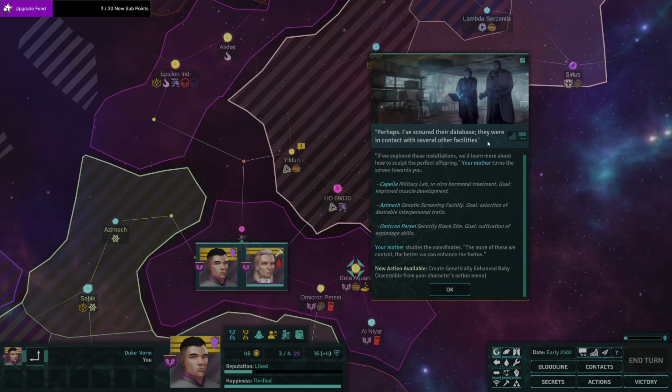Perhaps I've scoured their database. They were in contact with several other facilities. So explore others. Capella Military Lab, improved muscle development. Azimec Genetic Screening Facility, selection of desirable interpersonal traits. Omicron Persei Security Black Site, cultivation of espionage skills. The more of these we control, the better we can enhance the fetus. New action available. Create genetically enhanced baby. Accessible from your character's action menu.